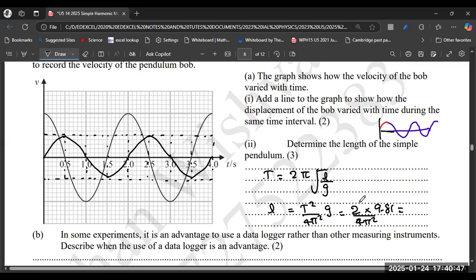Oh, I made a small mistake. It should be 2 squares on it. So Hemsandu's answer should be doubled. 0.994.